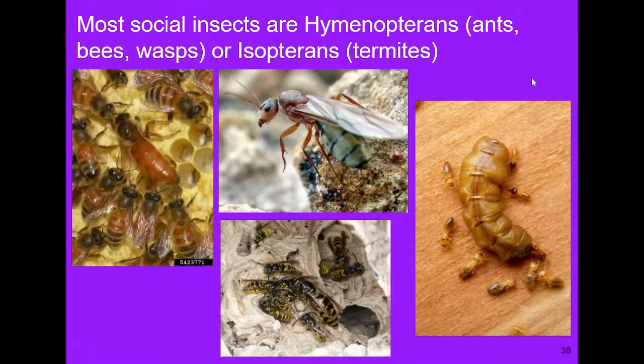Okay. And the majority of the insects that are social fall into the hymenopterans. And the only other really big social group are going to be the isopterans, the termites. So there's the queen of the honeybee hive and queen in wasps. We've got also a female termite. But of the social insects, yeah, can't think of any right off the bat that are not hymenopterans or isopterans.